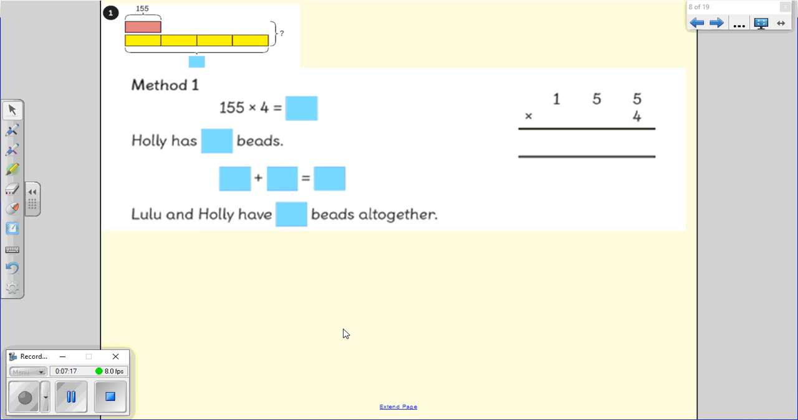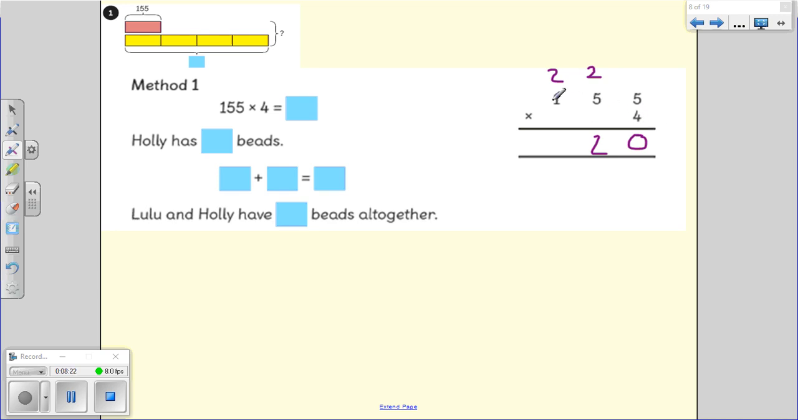So let's have a go at working out this method. It's already got the multiplication problem laid out for you here. So let's work that out, because we know Holly has 4 times as many. So we need to do 155 times 4. So we can use the methods that we've already looked at during this chapter. I'm going to start with my ones. 4 times 5, which gives me 20. So I can put the 0 underneath, and then I need to put the 2 in the tens column. And then I move on to timesing my tens. 4 times 5 again, which is 20, but then I add that 2 on, which gives me 22. So then I can put the 2 in there, and then I need to carry that other 2 over to the hundreds column.